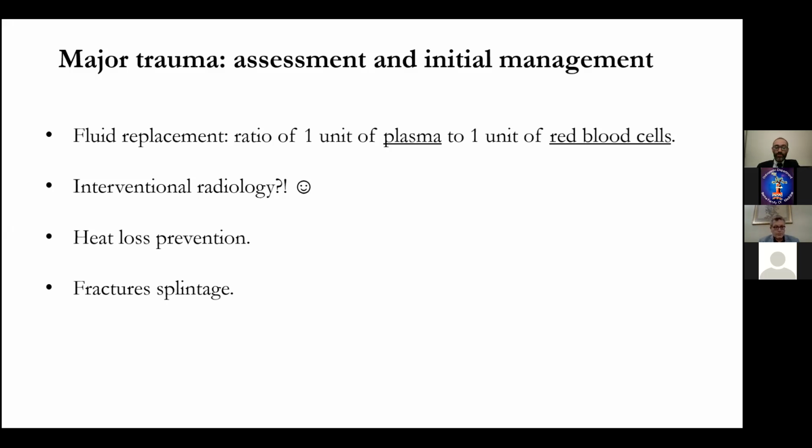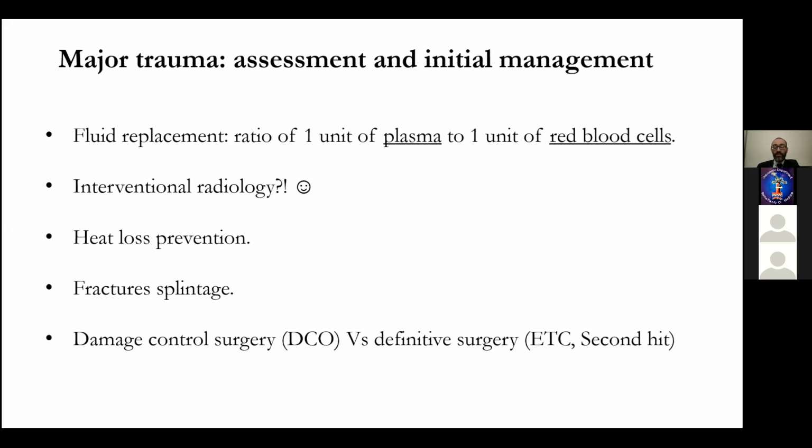Fracture splintage, here is what we all know how to do, doing the slab or traction or whatever to splint the fracture, decrease the hematoma, decrease the pain, and protect the skin and the vasculature. And then you should decide if the patient is eligible for damage control or definitive surgery.